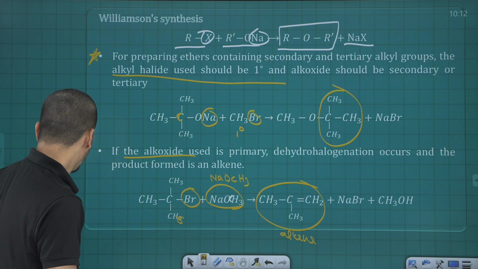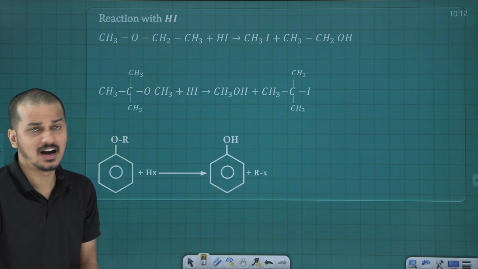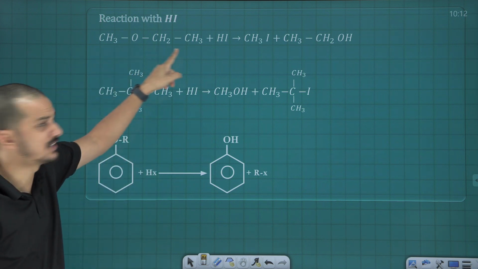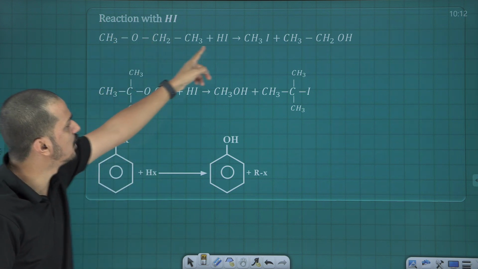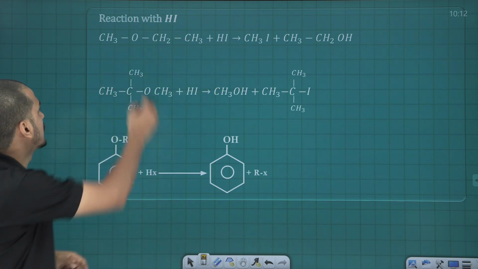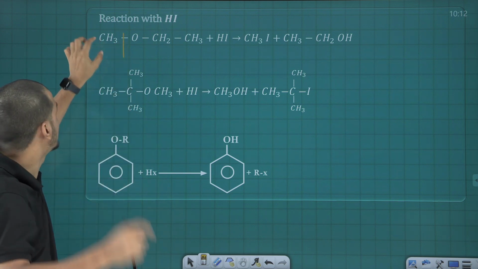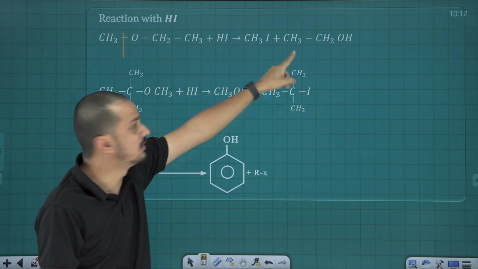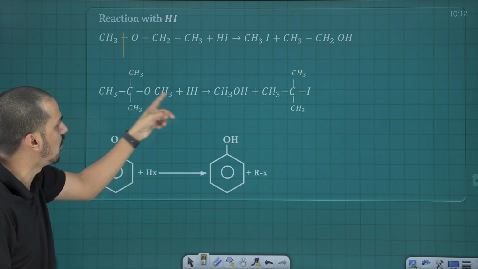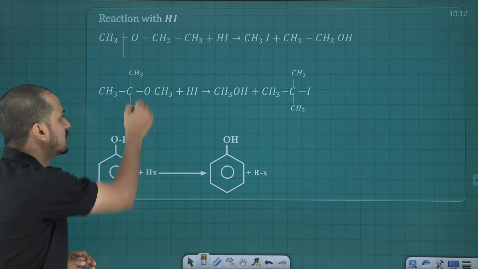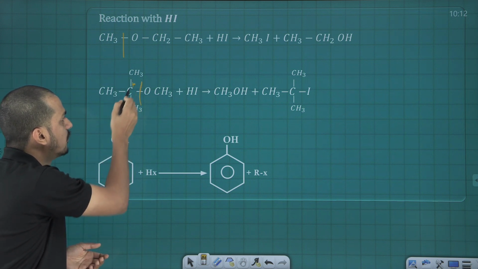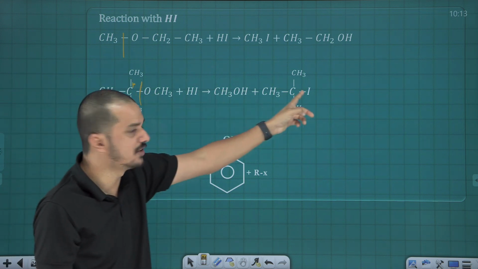Next, again, reaction with HI, hydrogen iodide. Once you take an ether and treat it with HI, the I group always goes with the lesser alkyl group. You can see here the bond will break and the I group will go with the smaller alkyl group. CH3I you will get. Then you will get CH3CH2OH. Similarly, if you take CH3C(CH3)2OCH3 and treat it, here it will break. It is purely based on the carbocation mechanism. Here it will break and form this plus. There the iodine will go and attach.